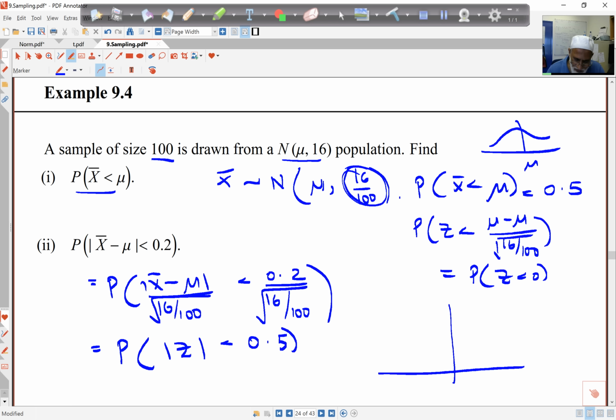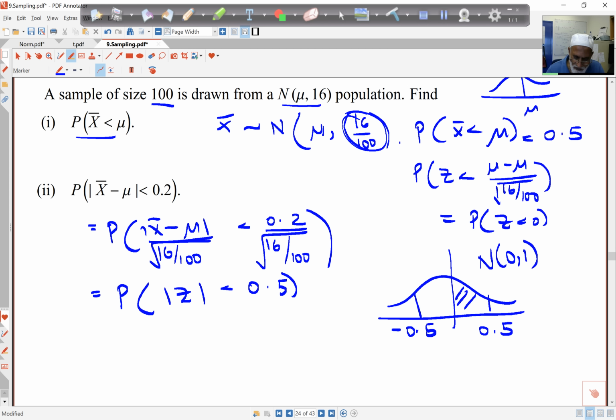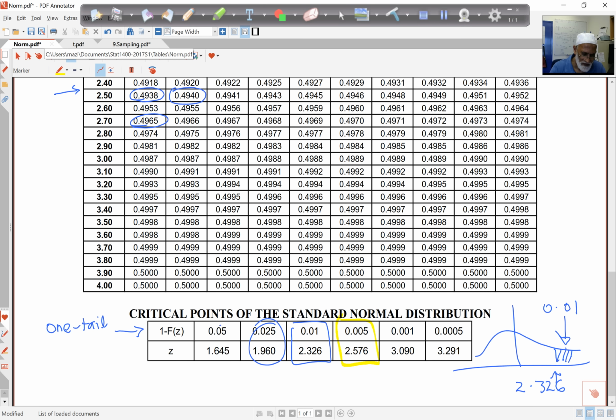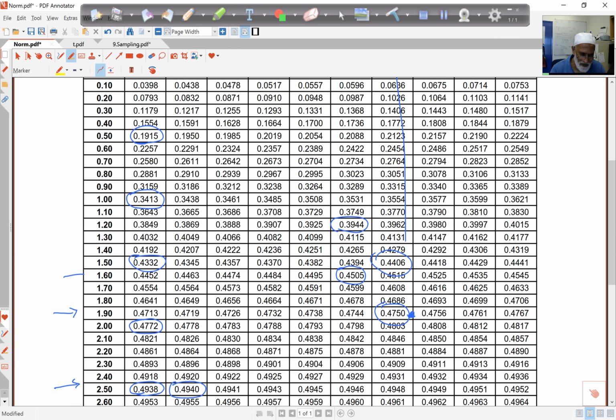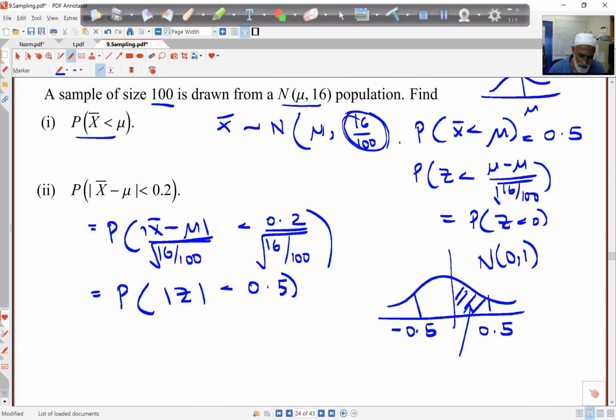So I'm looking here at the probability in the normal 0, 1 distribution in the middle between 0.5 and negative 0.5 over here. So the table gives me this value there, which I can look up, 0.5, and here's my table. 0.5 is 0.1915, so I can double that. So I get 0.3830. There it is.